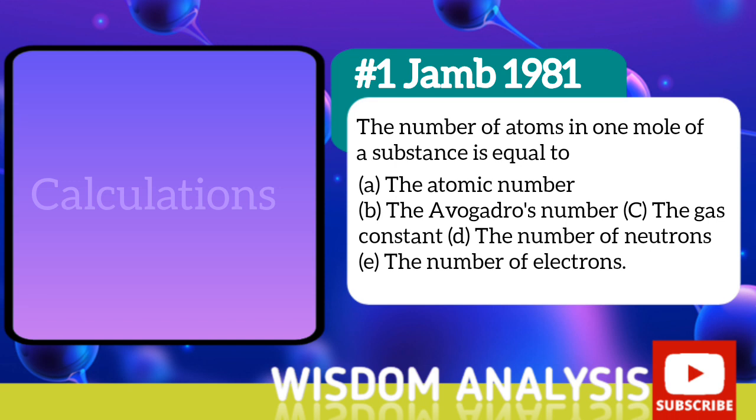Okay, so our first question is from JAMB 1981. The number of atoms in 1 mole of a substance is equal to A. The atomic number, B. The Avogadro's number, C. The gas constant, D. The number of neutrons, E. The number of electrons. So you can see very well that the answer is B, which is the Avogadro's number. Remember we said a mole contains 6.02 times 10 raised to the power 23 particles, and that number is the Avogadro's number. That is the number of atoms in a mole.